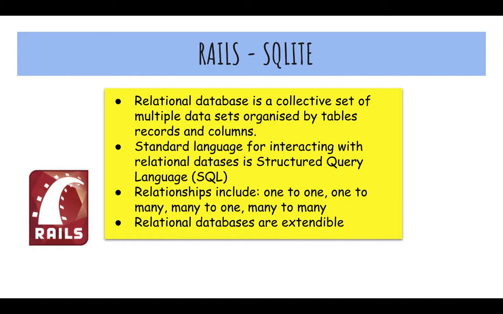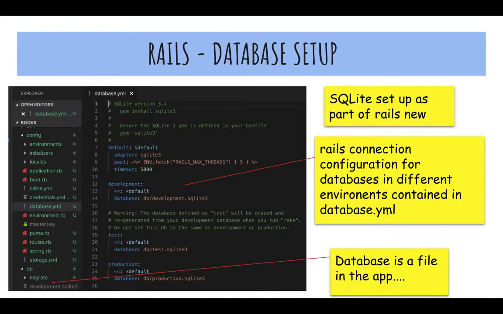Our standard language for interacting with relational databases is structured query language, SQL. And the relationships include one-to-one, one-to-many, many-to-one, and many-to-many. They're extendable. Relational databases allow us to have an agile setup for our Rails applications. So we can add columns, take away columns, and add data to columns as we wish.